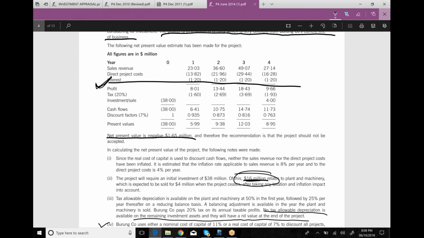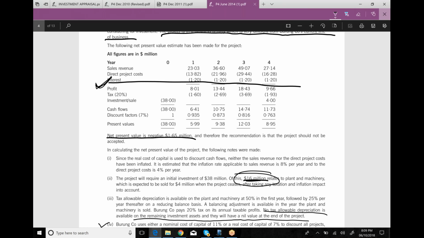Again, this is incorrect, right? You will explain to him that tax depreciation is relevant because it will decrease your taxable profit, and therefore it will decrease my tax liability.